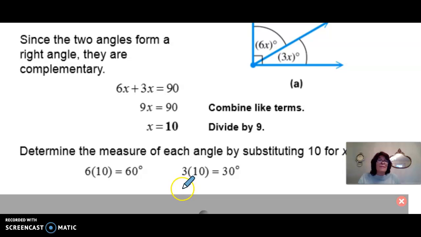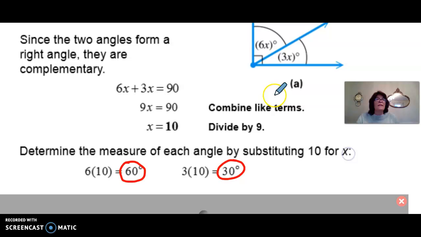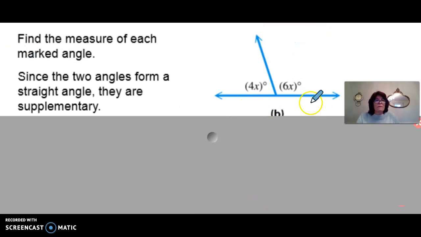So a lot of times that's not the final answer. They want to know what each angle is. So if x is 10, this angle is 6 times 10 or 60 degrees, and this angle is 3 times 10 or 30 degrees. Okay, we have to substitute 10 in for x. Everybody all right with that type? Similarly with the supplementary, okay?